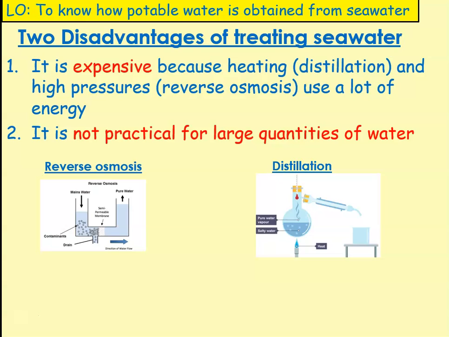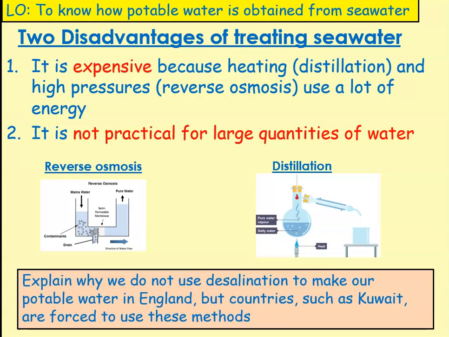Our second issue is it's not practical for large quantities of water. We can only do it in small amounts at a time. So we can do that often and often enough that we'll get enough water, but if we want a large amount of water very, very quickly, reverse osmosis and distillation are not suitable to use for that. Why do we not use desalination to make our potable water, but countries like Kuwait are forced to use these methods? Pause the video while you answer that question.